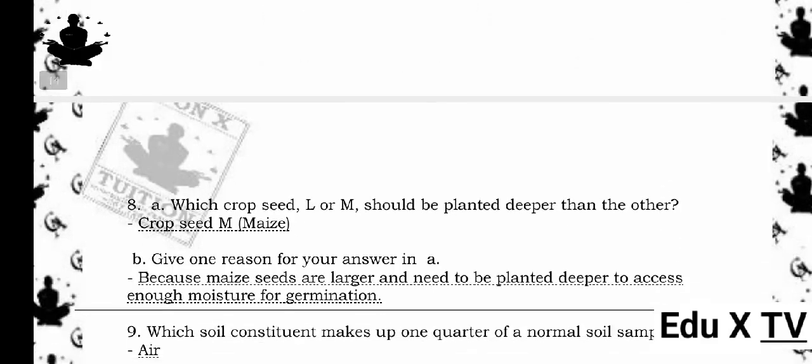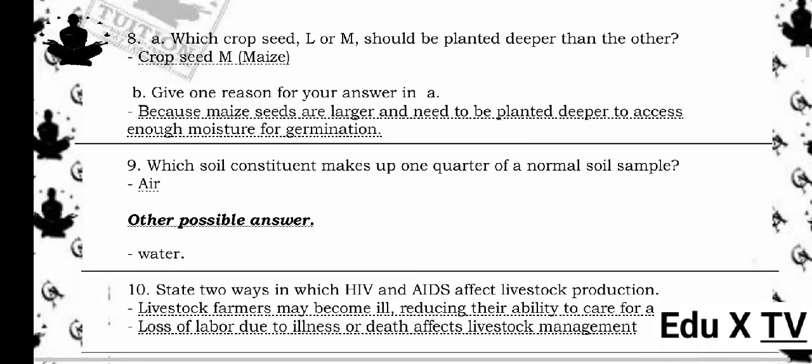Use the pictures of crop seeds L and M to answer question 8. 8. A. Which crop seed, L or M, should be planted deeper than the other? Crop seed M, maize. B. Give 1 reason for your answer in A. Because maize seeds are larger and need to be planted deeper to access enough moisture for germination. 9. Which soil constituent makes up 1/4 of a normal soil sample? Air. Other possible answer: water.